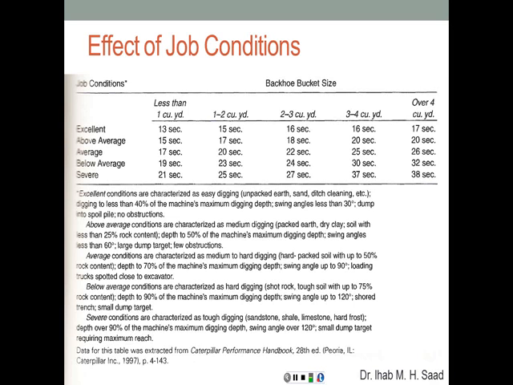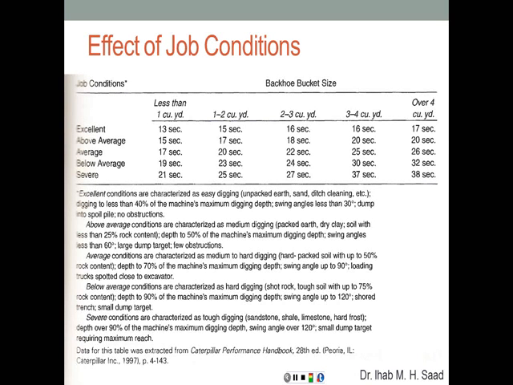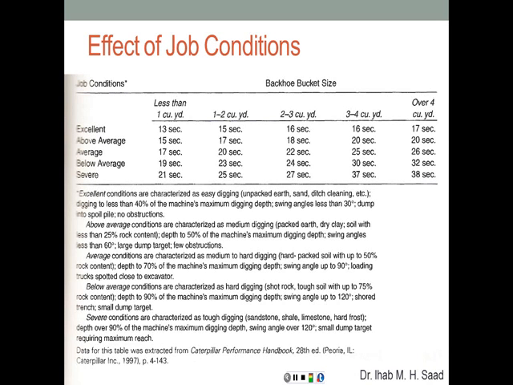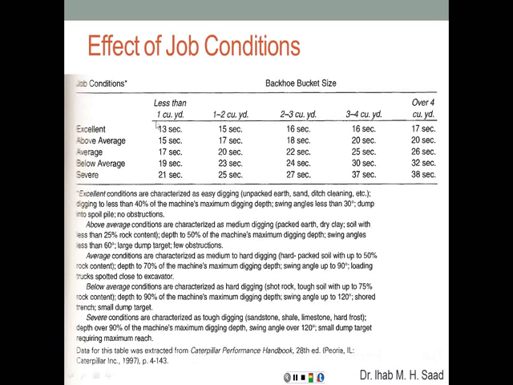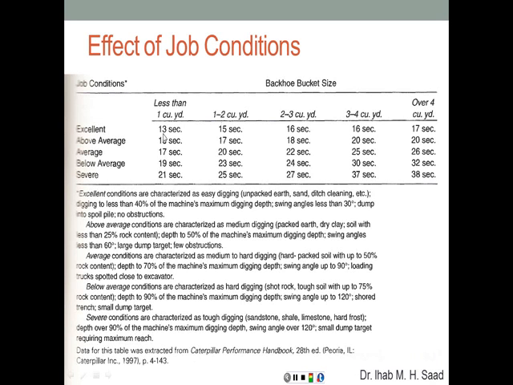You dump into a spoil pile, so you don't have to maneuver and adjust to dump into a truck. No obstructions. You can see the dumping area, you can see the digging area, so that's going to be excellent conditions. For a less than 1 cubic yard bucket, the cycle time is going to be about 13 seconds. 1 to 2 cubic yard bucket is going to be about 15. 2 to 3 cubic yards is going to be 16, and so on. The larger the bucket, of course, the longer the cycle time.